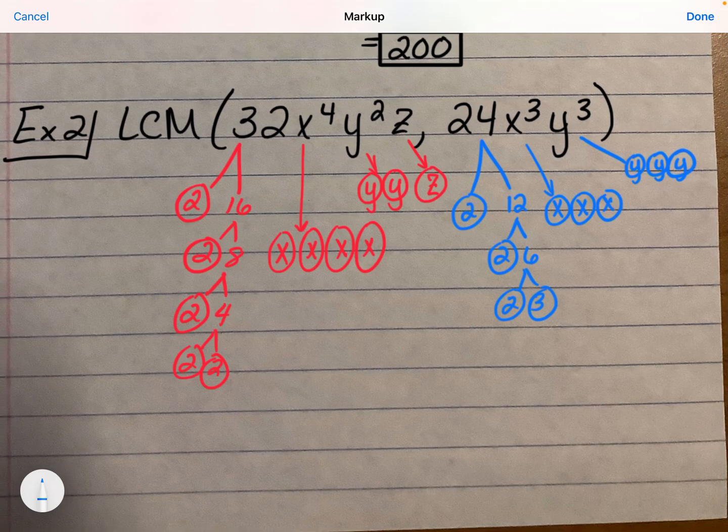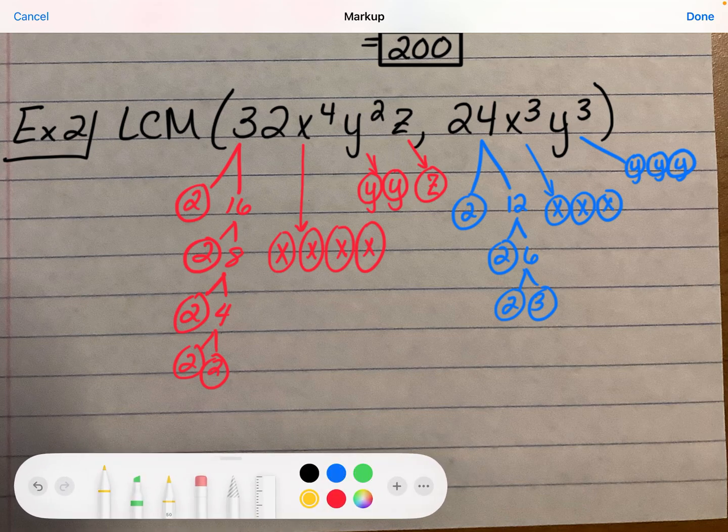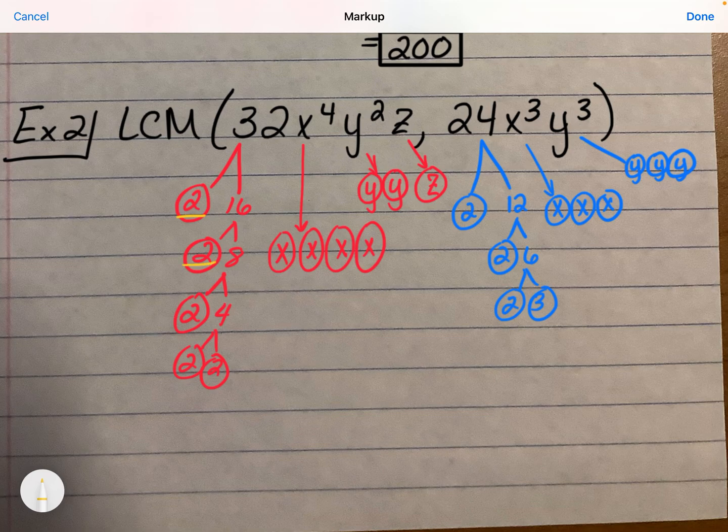Again, I'm going to take the ones that appear the most often in either number. So I notice that 32 has 1, 2, 3, 4, 5 2's. 24 only has 3. There's more in 32, which was 5 of them. So I'm going to have 2 times itself 5 times. Some other prime numbers that I see is 3. 3 appears 1 time in 24, and it does not appear in 32. So I'm going to take it just the 1 time from 24.